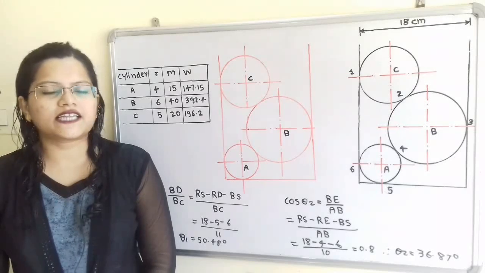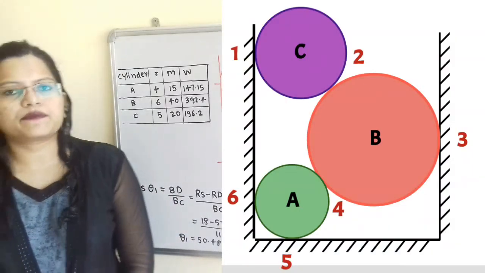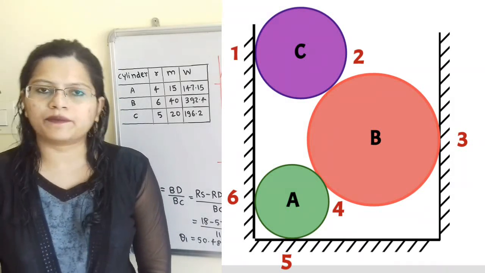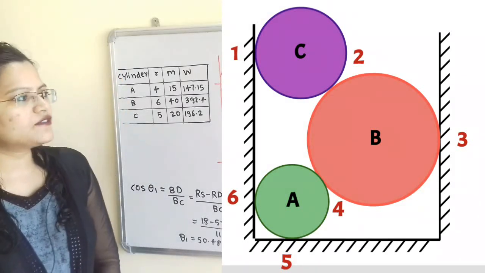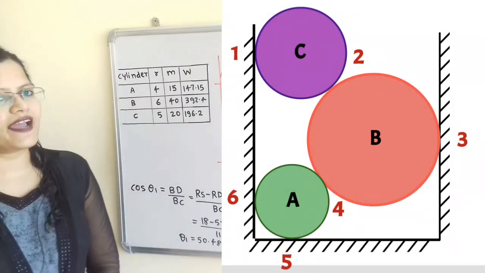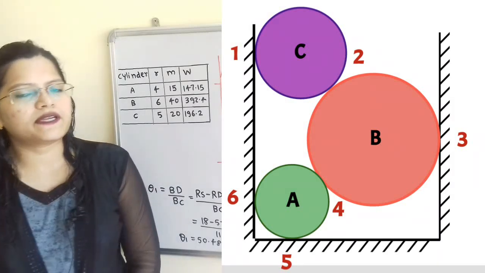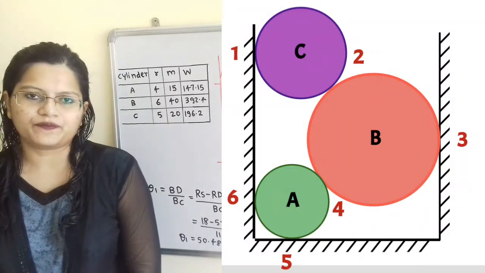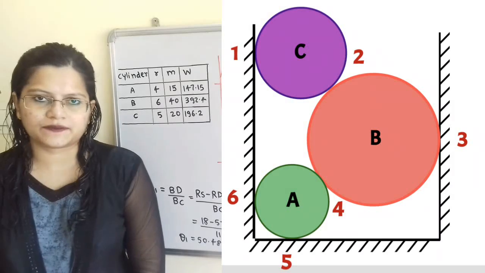Let us understand the given data. If we observe the diagram, there are three cylinders A, B, C that are piled up in a rectangular channel. Now there are the points 1, 2, 3, 4, 5 and 6. These are the points of contact between the cylinders as well as between the cylinders and the wall. Now we have to find out the reaction at point 6.